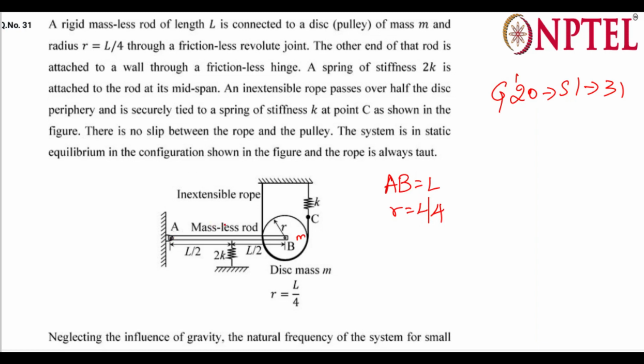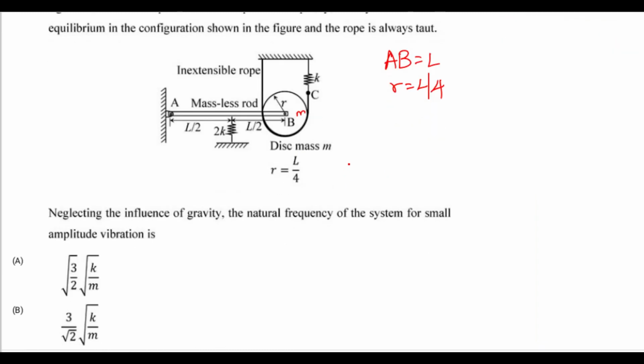A spring of stiffness 2K is attached to the rod at its midspan. So this is stiffness 2K attached to the rod at its midspan. An inextensible rope passes over half of the disc periphery and is securely tied to a spring of stiffness K at point C as shown in the figure. There is no slip between the rope and the pulley. The system is in static equilibrium in the configuration shown in the figure and the rope is always taut.